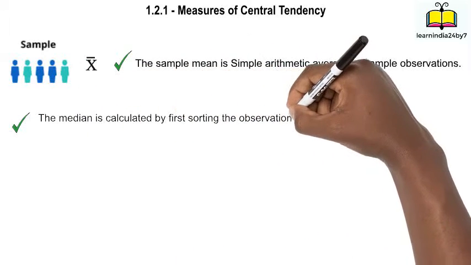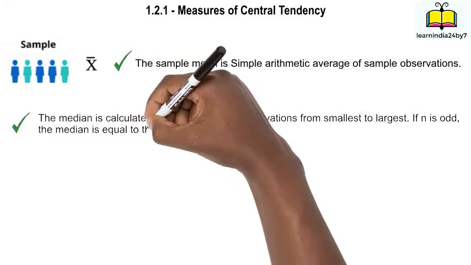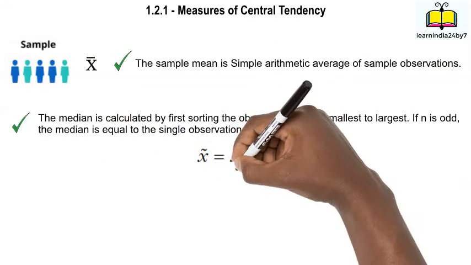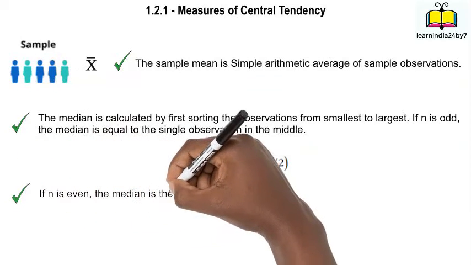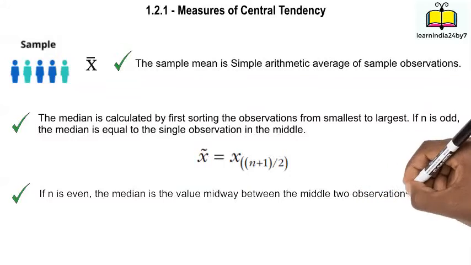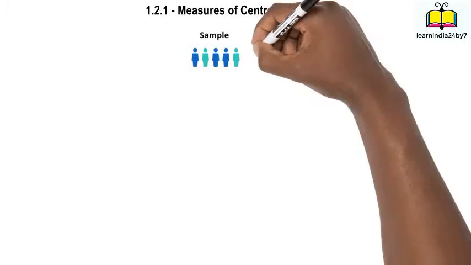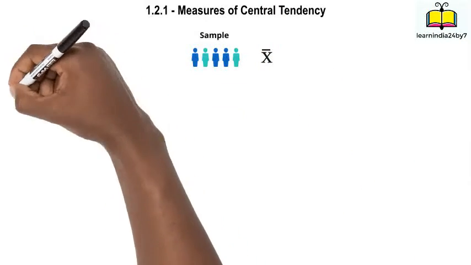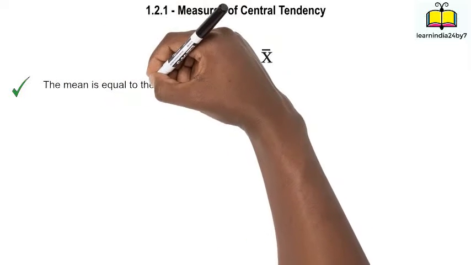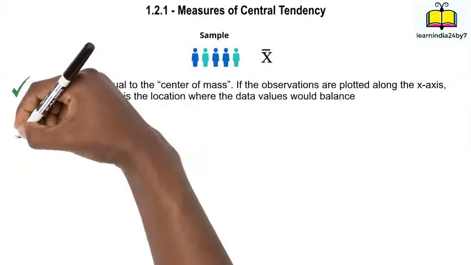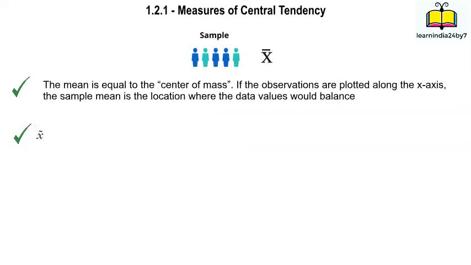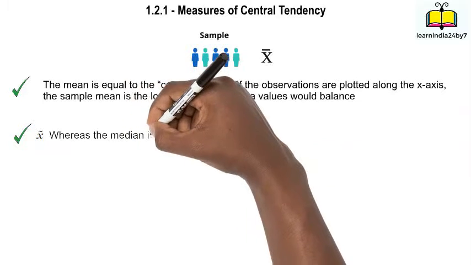The median is calculated by first sorting the data from smallest to largest. If n is odd, the median is equal to the single observation in the middle, and if n is even, the median is the value midway between the middle two observations. The mean represents the center of mass, whereas the median is the value that divides the data into half.